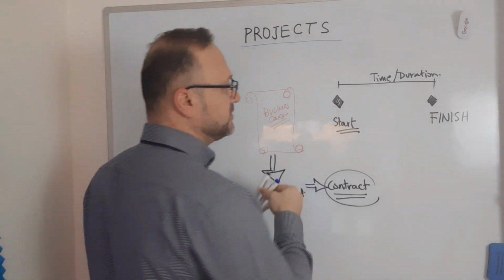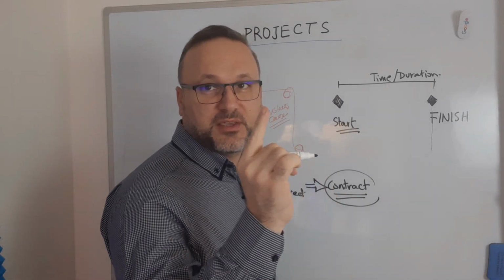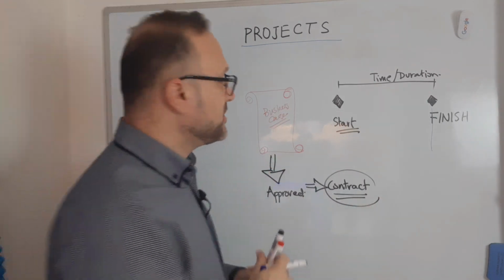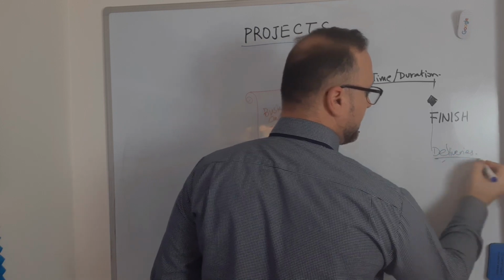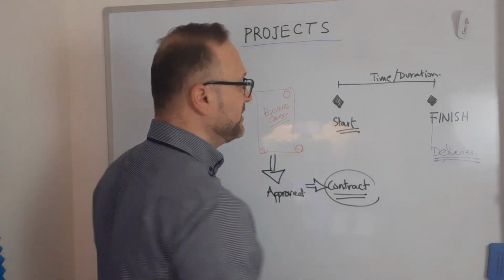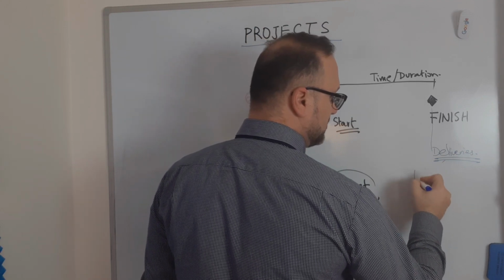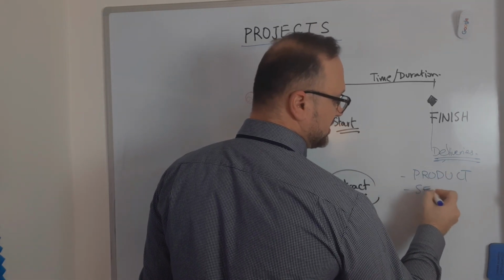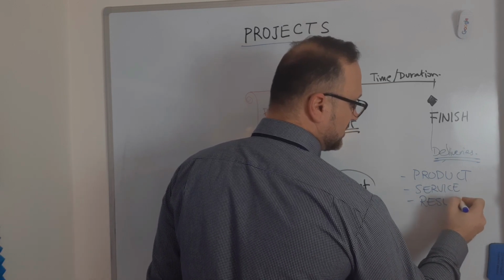Then at the end, when everything is finished, you are delivering the product or the service or the scope required in this contract. So you have deliveries, and you complete the scope. During this, you will provide a product, service, or result.